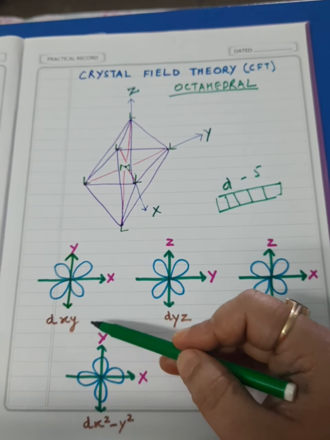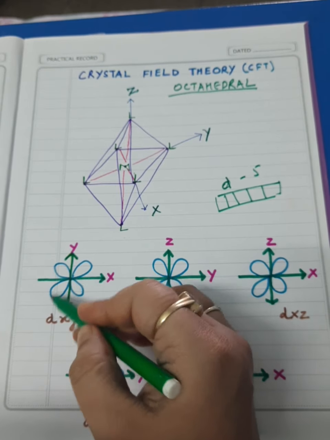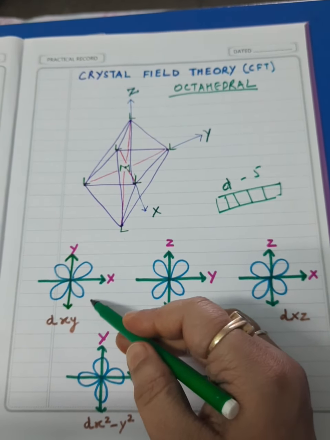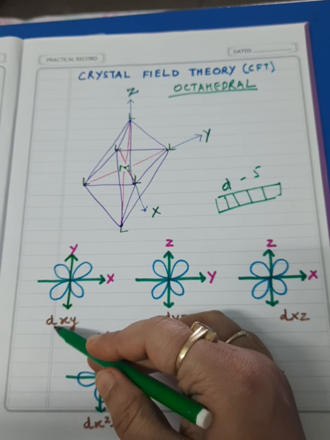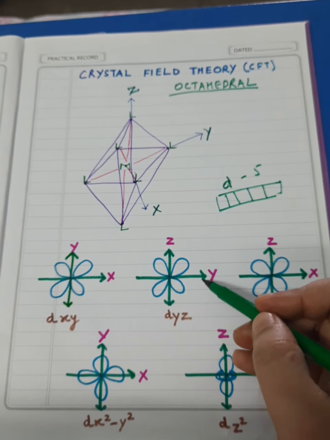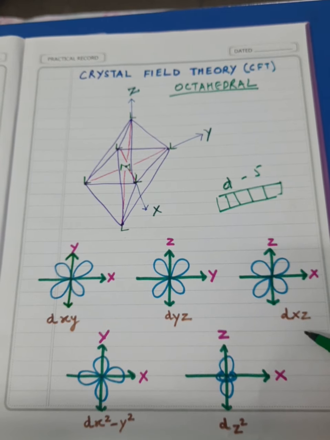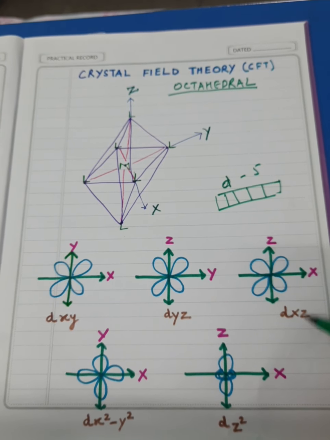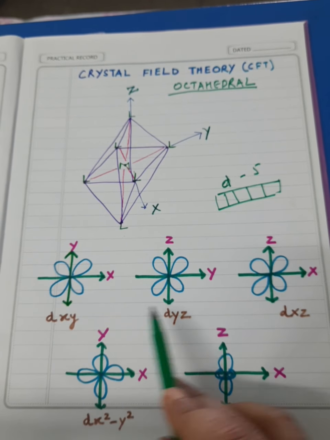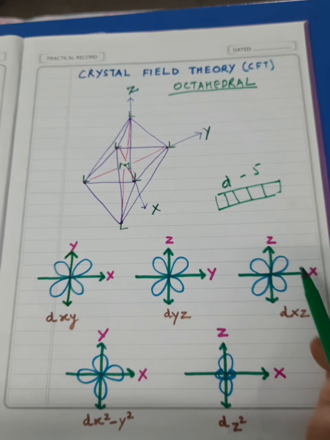Now focus on the dxy. In case of the dxy orbital, the lobes are between the x and y axis. In case of dyz, the lobes are between the y and z axis. In case of dxz or zx, the lobes are between the x and z axis. So these are the 3 orbitals where the lobes of the d orbitals are in between the axis.